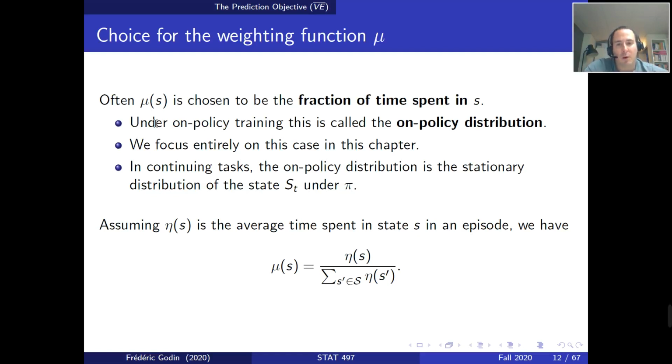One quick note: if you have a continuing task where there's no end to the episode, what does this mu distribution represent? It's simply the stationary distribution of the Markov process. If you have a continuing task like a Markov chain with a finite number of states, then mu would simply be the stationary distribution of your states for the current policy pi that you use to generate episodes.